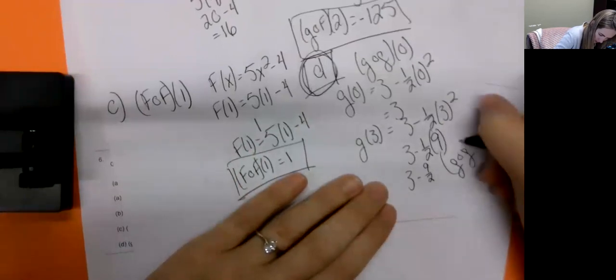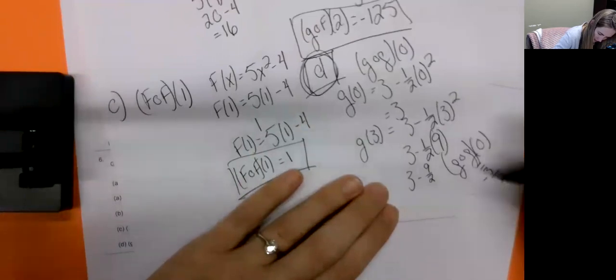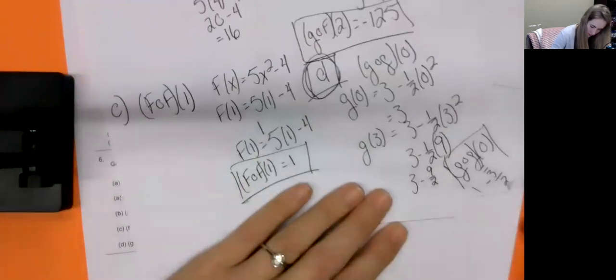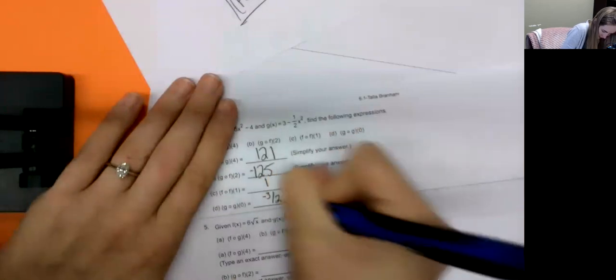So g of g of 0 equals -3 halves. I'm going to write that over here so you can see that better. So this one was 1 and this was -3 halves. Okay, I'm going to stop this video and start another one.